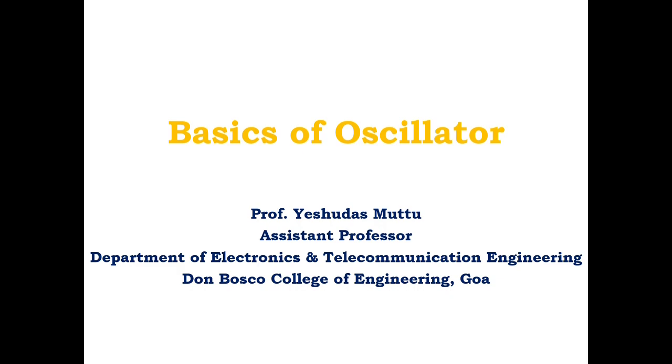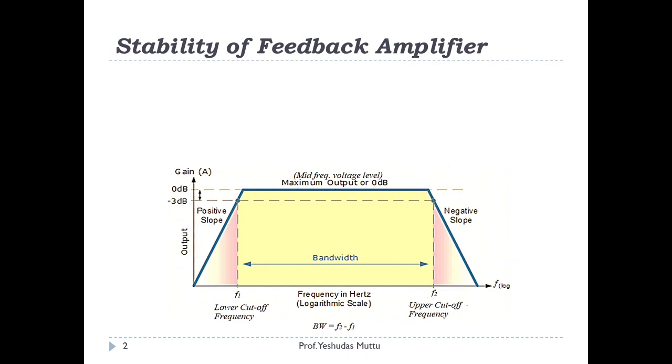To begin with, we will start with basics of oscillator. Now the first concept under this is stability of feedback amplifier. We already saw the graph of the frequency response curve, wherein in feedback amplifiers the gain versus frequency curve provides the mid frequency, the lower frequency and the upper cutoff frequencies also.